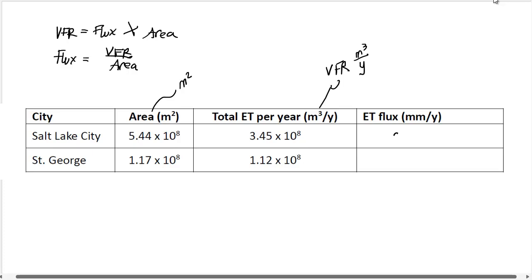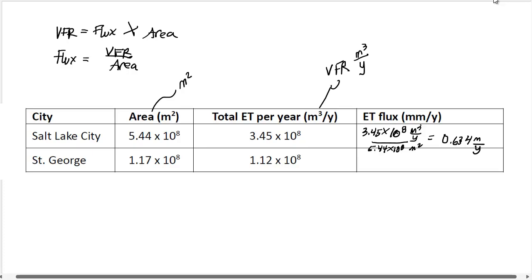I'll just write it out here. I divide 3.45 times 10 to the 8th cubic meters per year by the area, which was 5.44 times 10 to the 8th meters squared. And when I do that, I get 0.634 meters. That was it. That's my flux, 0.634 meters per year.